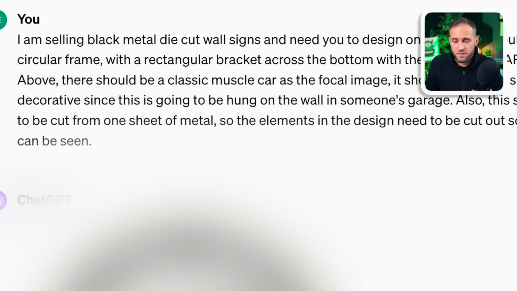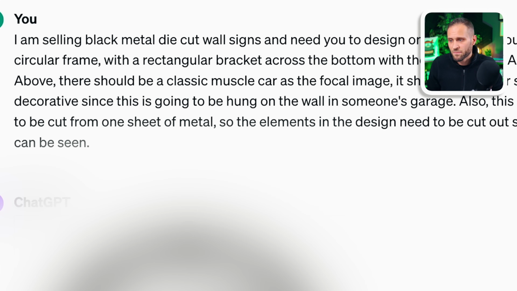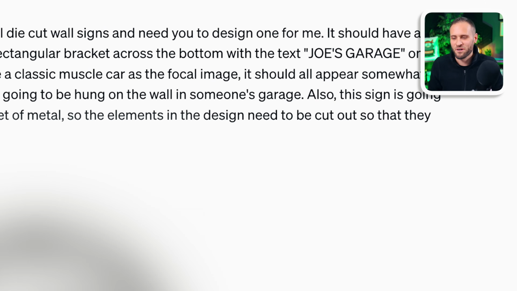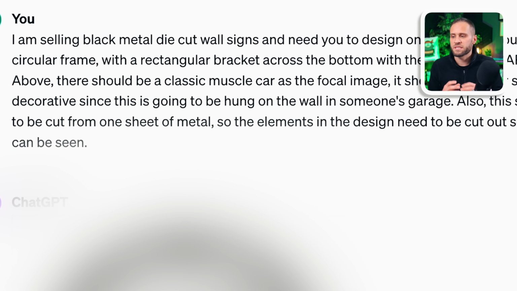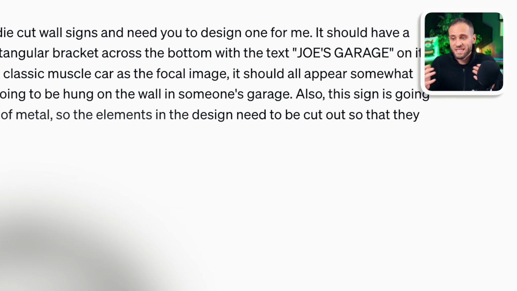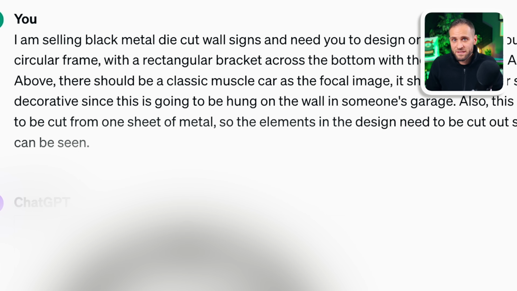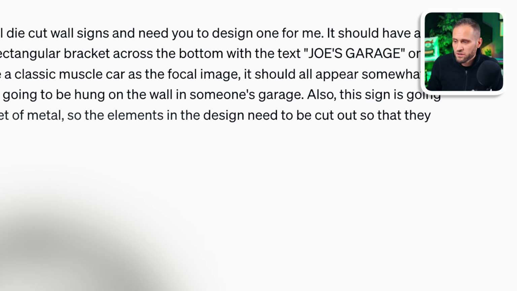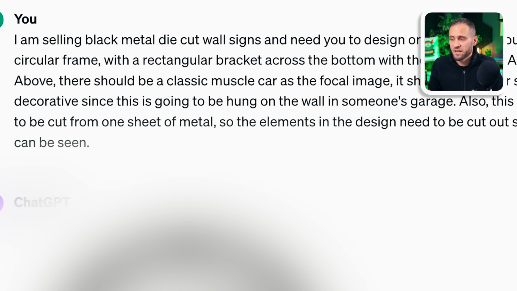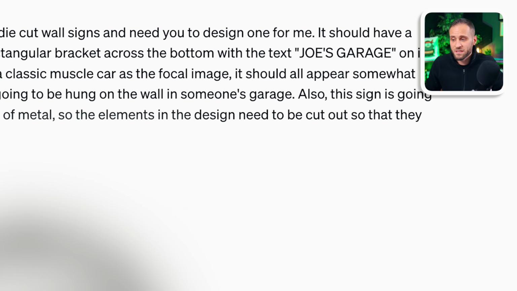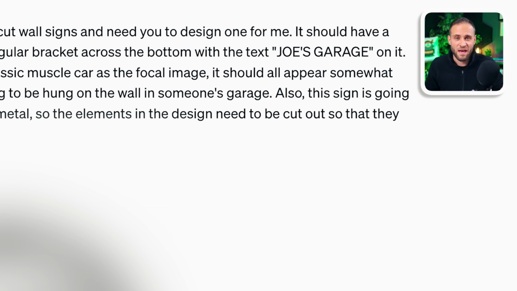This is what I said to ChatGPT. I said, I am selling a black metal die-cut wall sign and I need you to design one for me. I said it should have a circular frame, very similar to what we saw on the Lakeshore Metal Decor store. I said at the bottom it needs to have a rectangular bracket with the text Joe's Garage on it. I then said, because we're going for this garage theme, to include a muscle car as the focal image. I said it's going to appear somewhat decorative since this is going to be hung on the wall in someone's garage. I then also told it that the sign is going to be cut from one sheet of metal, so that means the elements in the design need to be cut out so that way they can be seen.